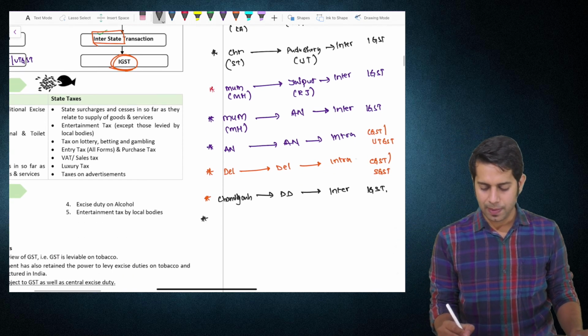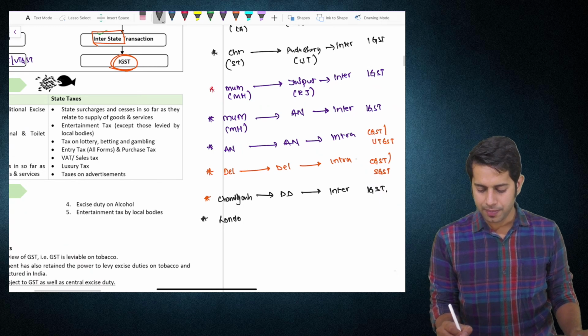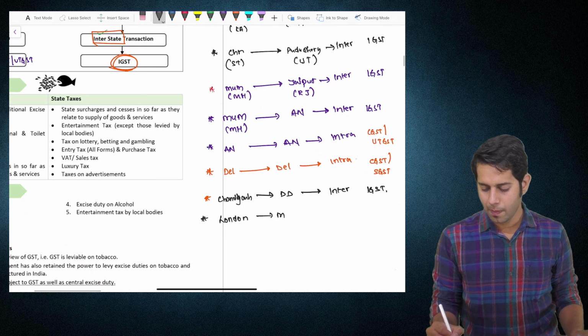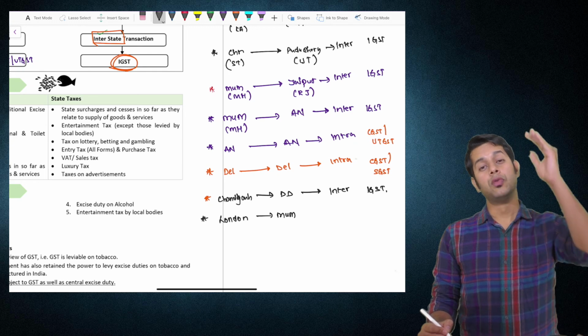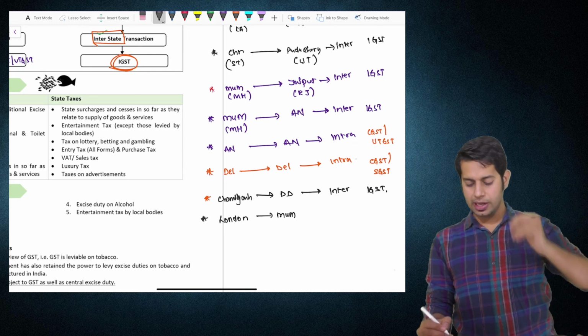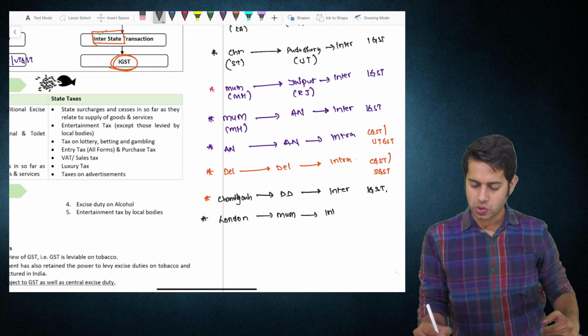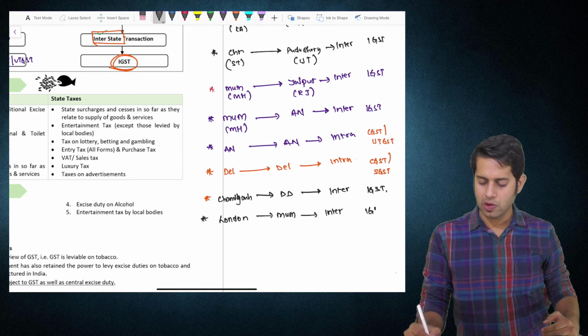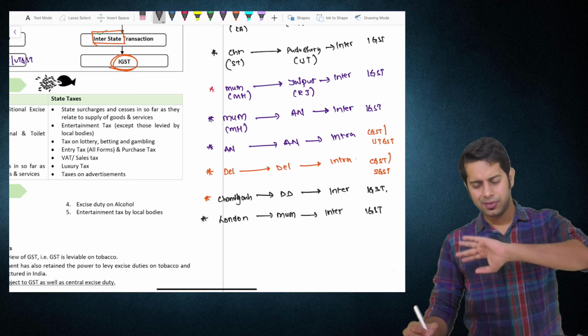Sir, what if the supply has been made from London to Mumbai? Meaning from a place outside India to India. They are also called interstate supply and you levy IGST. We'll discuss this in future chapters.